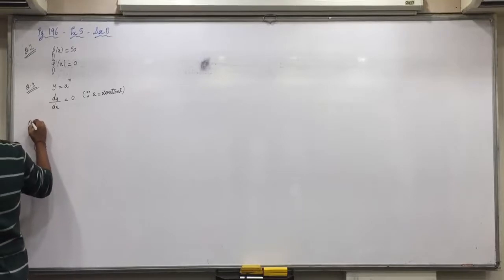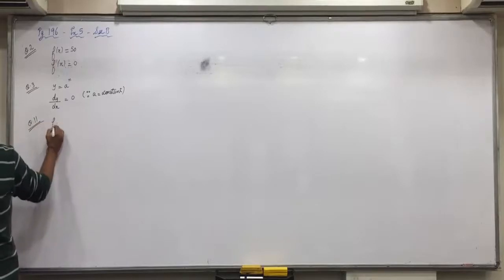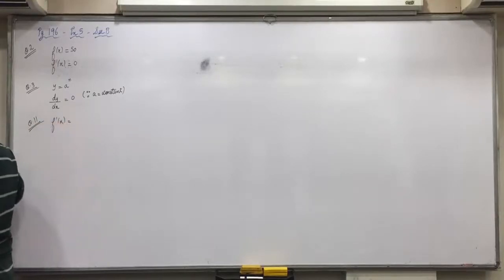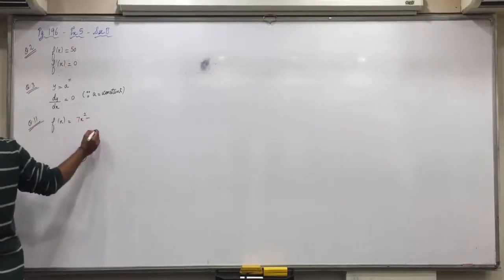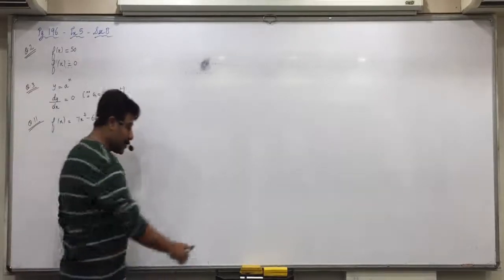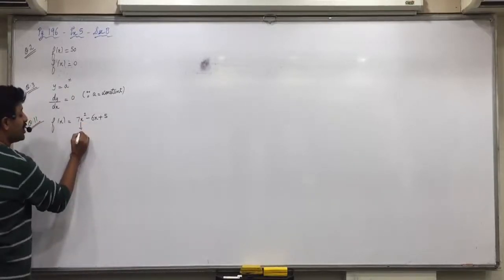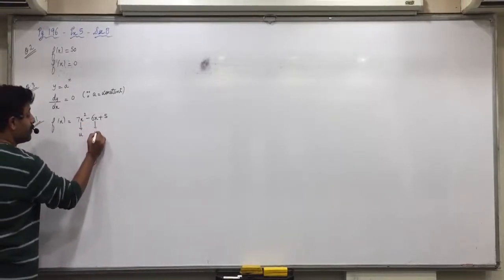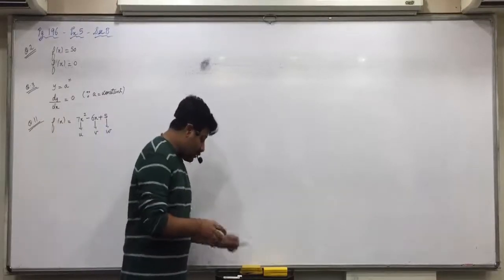Question 11. Understand the actual concept and then we will be skipping the 2 steps, because the actual concept makes it more complicated to understand. So f dash x is to be obtained if f(x) is equal to 7x square minus 6x plus 5. Now what is the actual concept? Suppose this is u, this is v, this is w. First rule is to be applied.